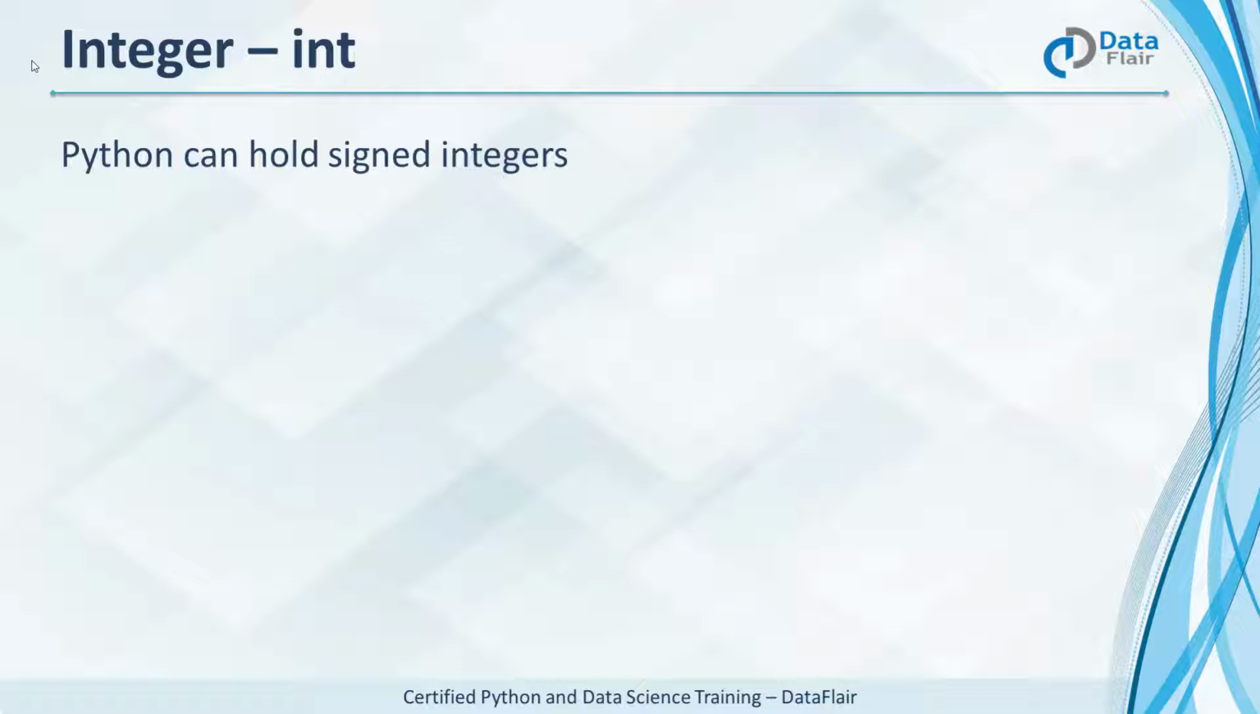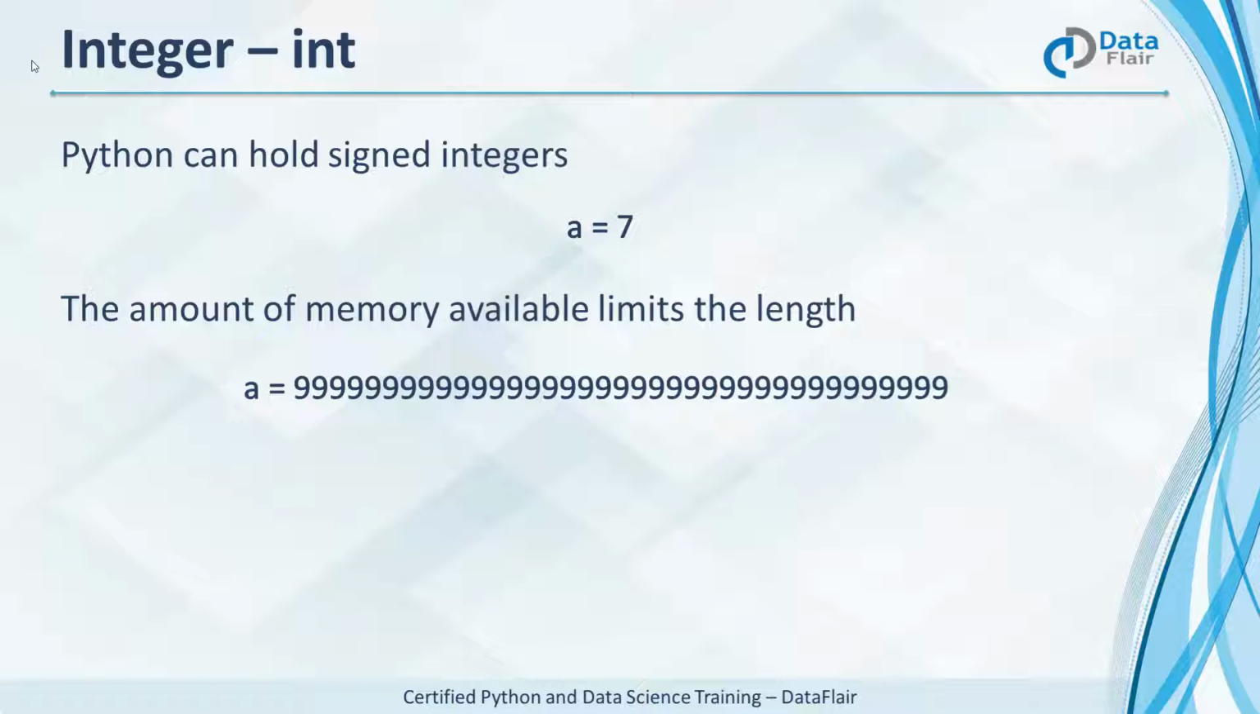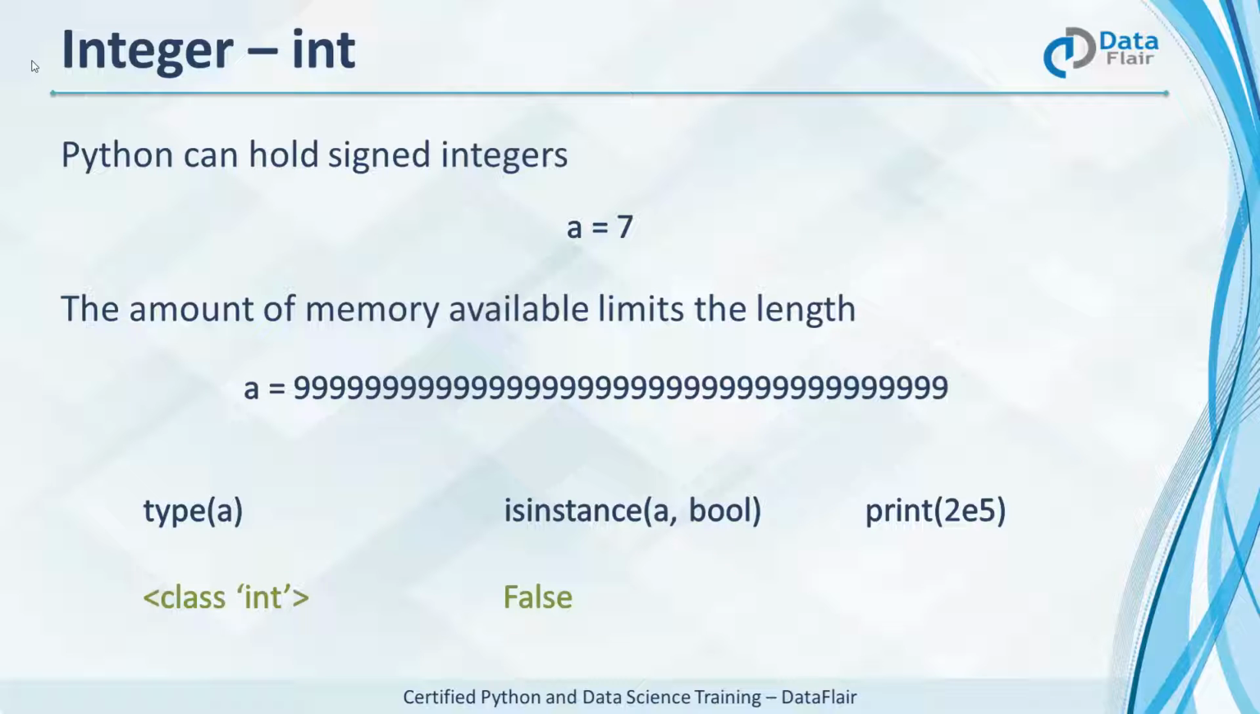Some numbers are integers. Say A is 7. An integer can be as long as you want. This only depends on the amount of memory you have available. A is an object of class int. A is not an instance of class bool. We can also work with exponential numbers in Python. 2 to the power 5 is the same as 2 lakhs point 0.